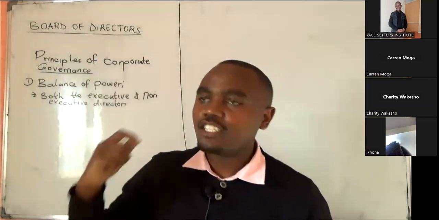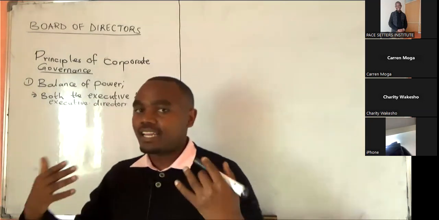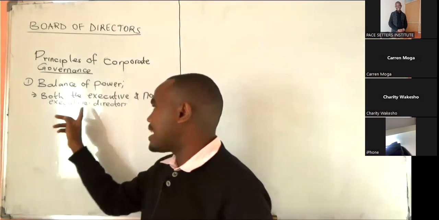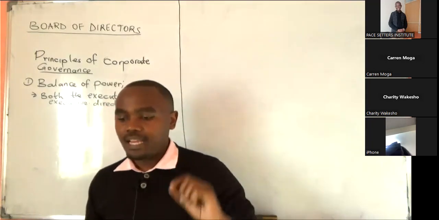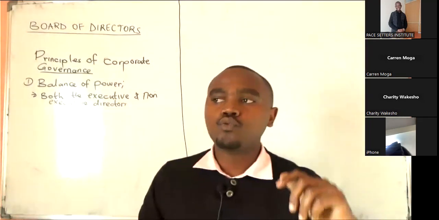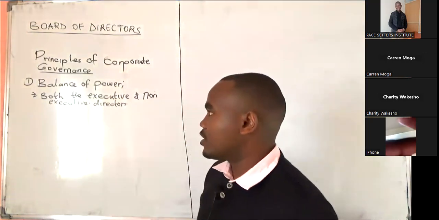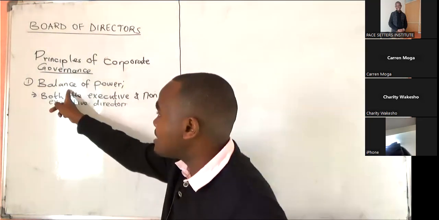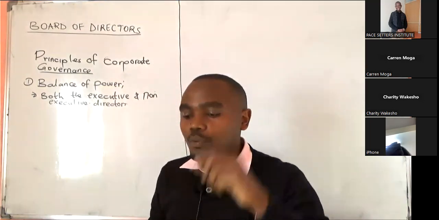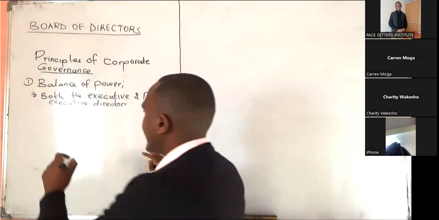We will again talk of the meaning of executive directors: basically the directors that are involved in the day-to-day running of the organization, while the non-executive directors refer to the directors who are not involved in the day-to-day running of the organization. So we will be checking the board of directors: is there a balance of power? The elements of balance of power we will be checking are the executive and non-executive directors.